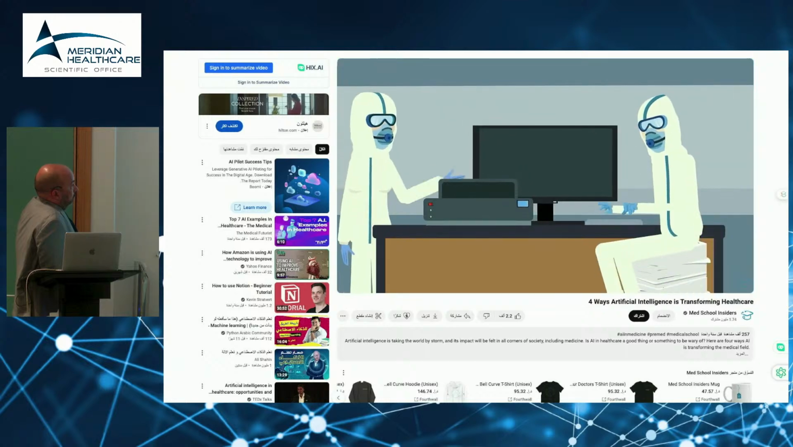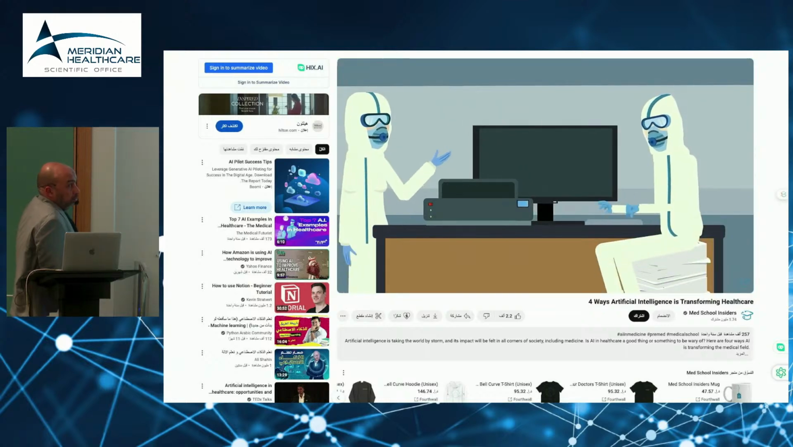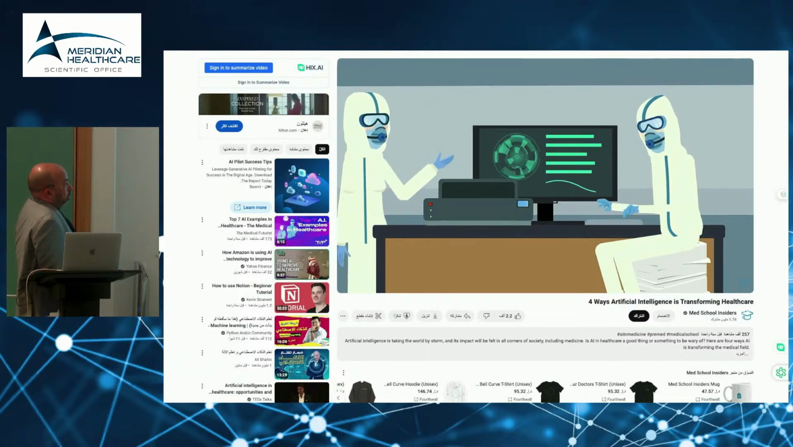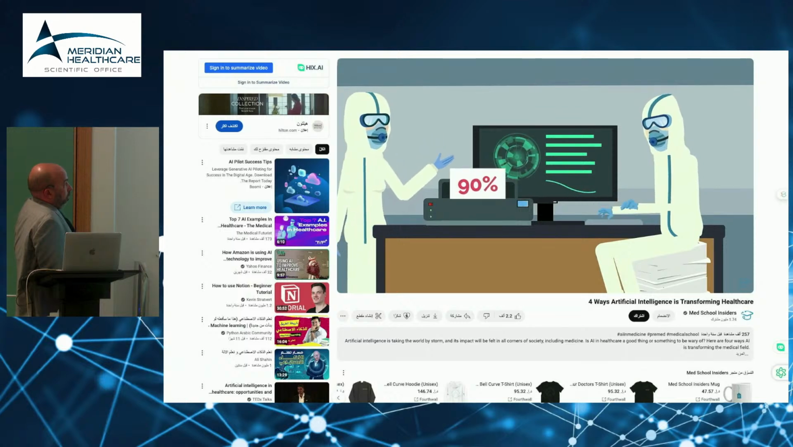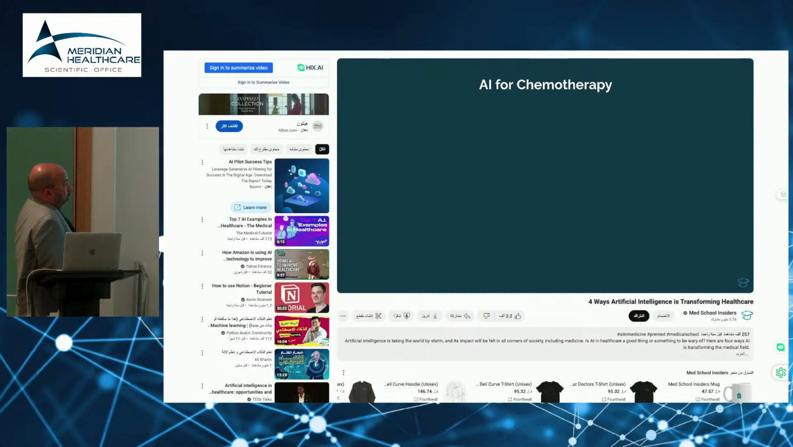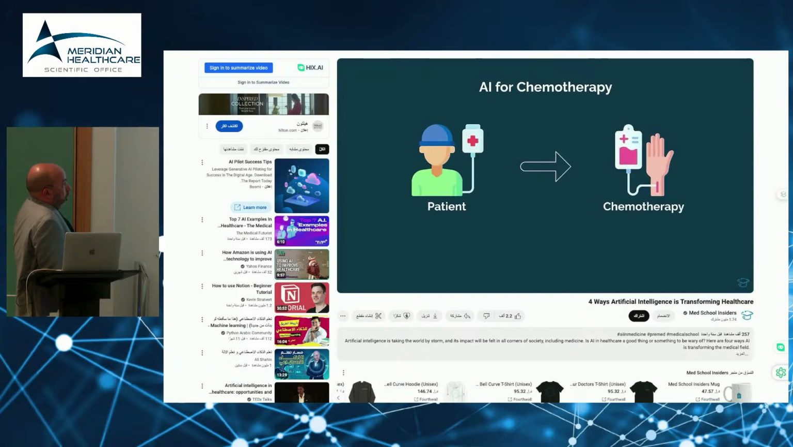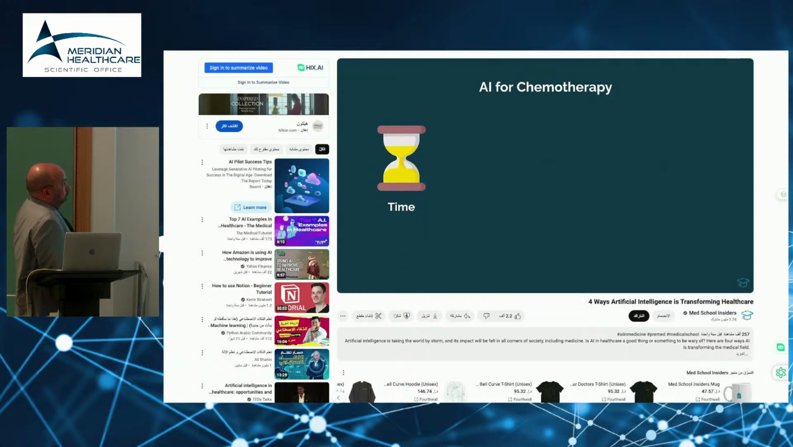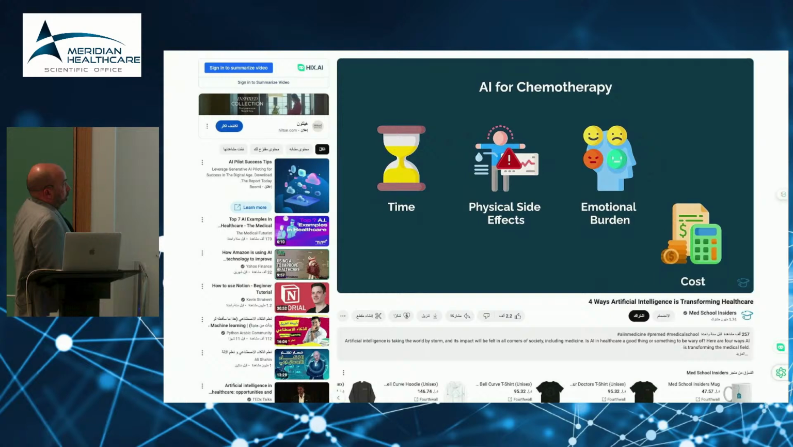Similarly, researchers at the Georgia Institute of Technology and Ovarian Cancer Institute utilized machine learning algorithms to determine treatment effectiveness with 90% accuracy for certain chemotherapies in ovarian cancer patients. Utilizing AI to predict a patient's response to chemotherapy can save valuable time and spare patients from the destructive physical side effects, emotional burden, and costs associated with weeks of treatment that may prove ineffective.